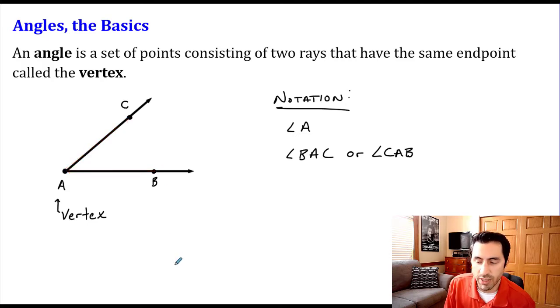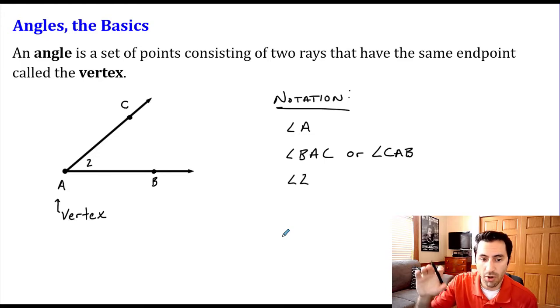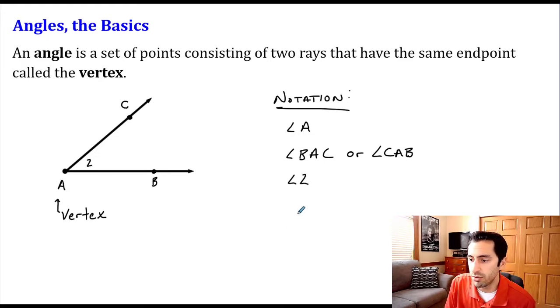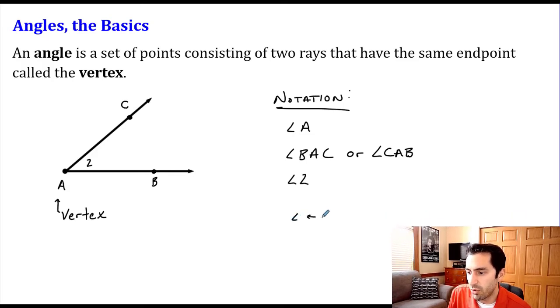The last way that we can name an angle is if it's labeled for us. So let's say this angle was labeled down here in the corner as 2. Well, if that's there, I can refer to this as angle 2. Okay? Now the other important thing to note about all the different ways that I name these angles, they all include this angle symbol. And this is really important.